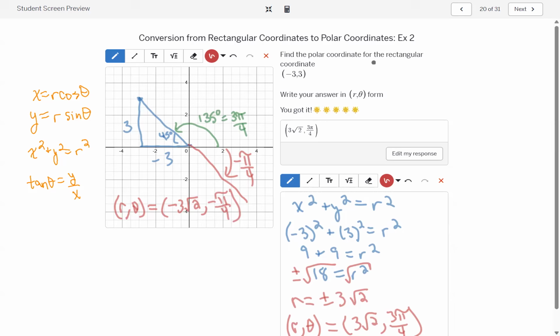WebWork adds the qualification that theta has to be between negative pi over 2 and positive pi over 2. So we'd be stuck using negative pi over 4. And then the radius to go with negative pi over 4 has to be negative 3 square root of 2 to move us into quadrant 2. So you will have one of these on the test where you're going to be given the xy coordinate and you have to calculate the r theta coordinate. And it's going to have the same restriction as WebWork, that theta has to be between negative pi over 2 and positive pi over 2.